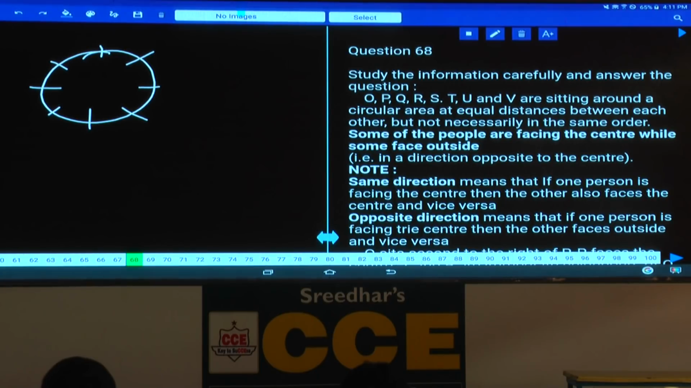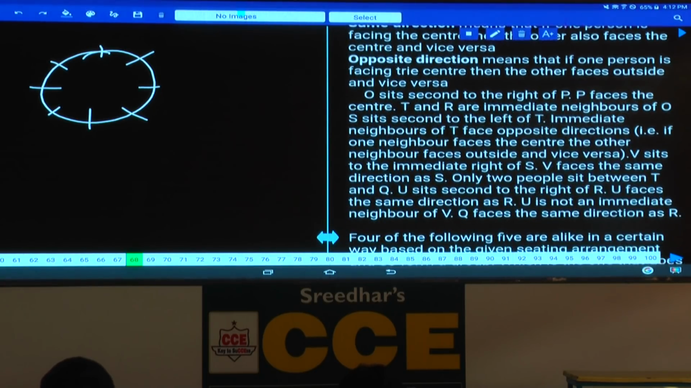Now what is the information given here? O sits second to the right of P. P faces the center, clearly given. As P is facing the center, hence O sits here. O sits second to the right of P. And T and R are the immediate neighbors of O.